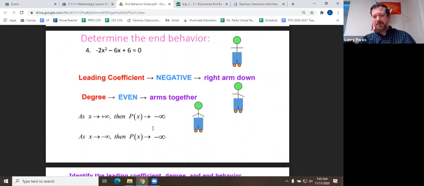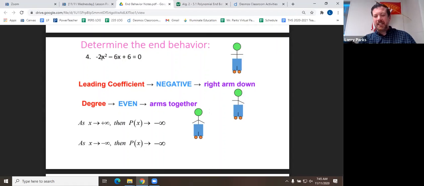Lots and lots of examples. Here, negative leading coefficient. So that means right arm down, but it's even, so it does the same thing on both sides. So if the right arm goes down and it's even, then the left arm needs to go down too. And so it's down and down. Notice these will always be the same, as x goes to the right, as x goes to the left. But really what you need to fill in is this part.